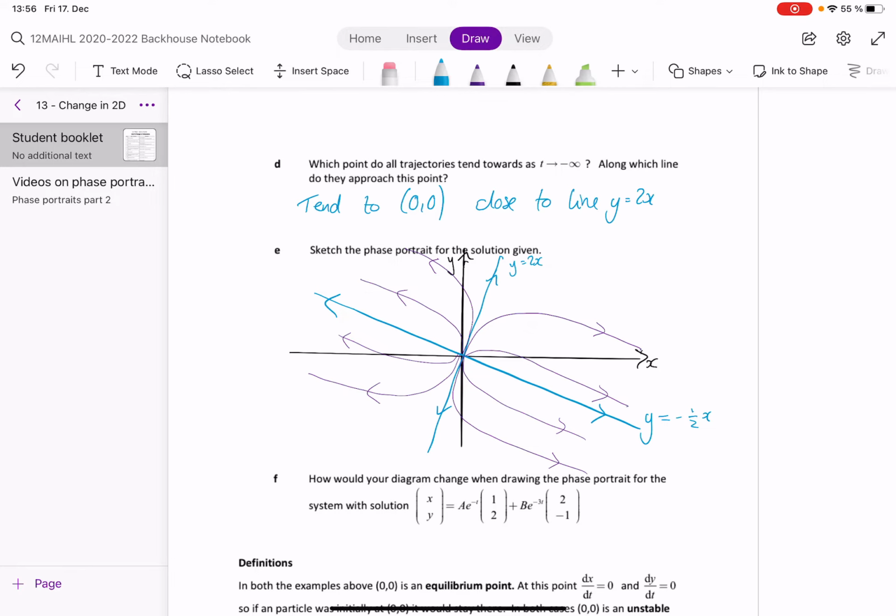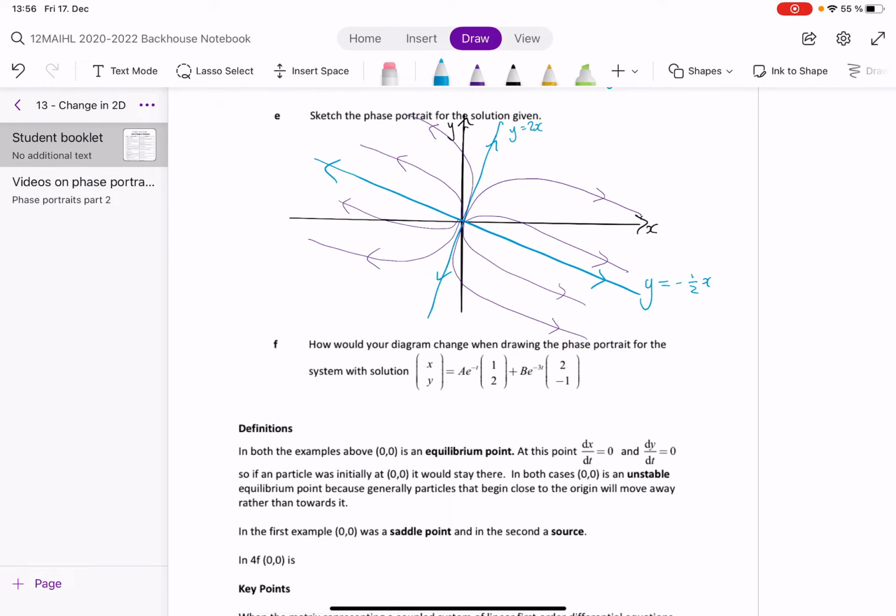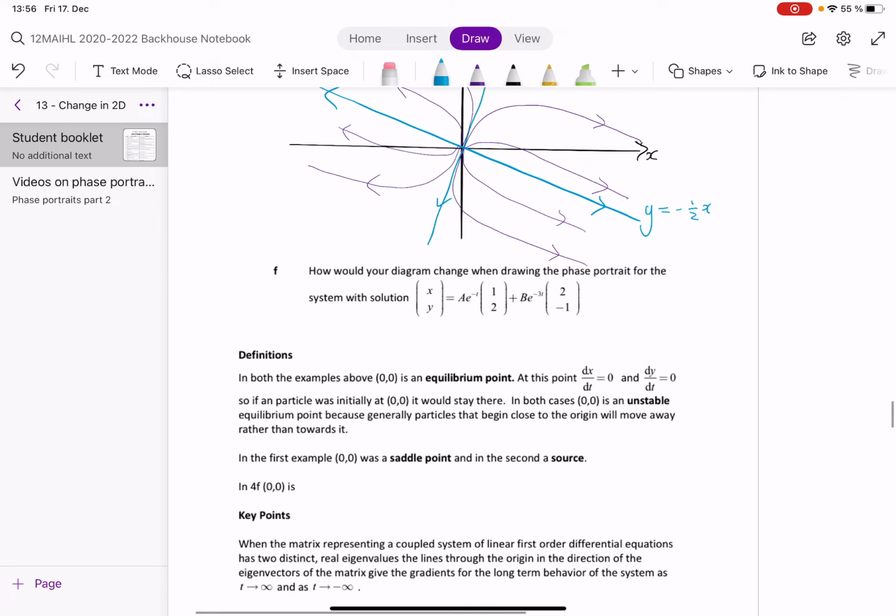Finally, what would happen if we had negative eigenvalues? So it's the same lines, we're just changing the eigenvalues from positive 1 and 3 to negative 1 and 3. If you want to stop the video, have a think, what would happen this time?